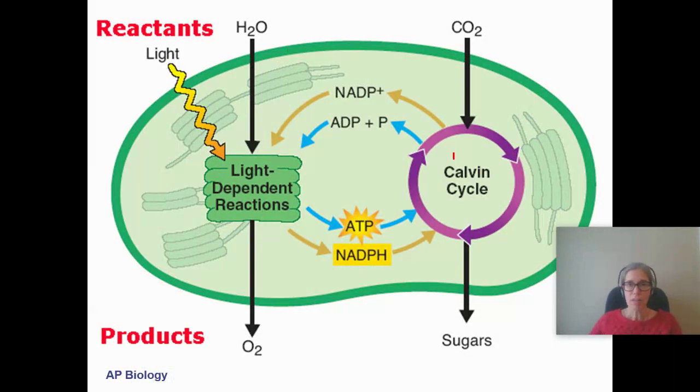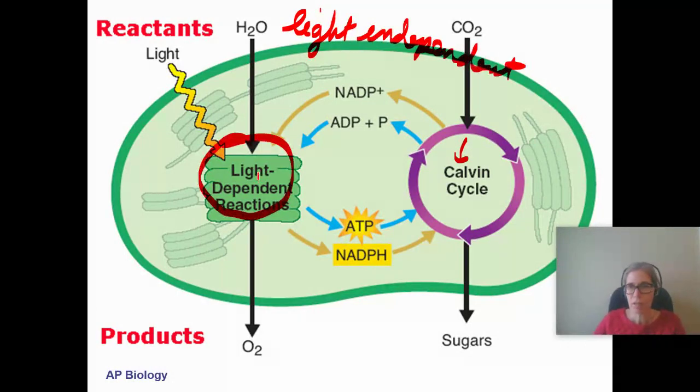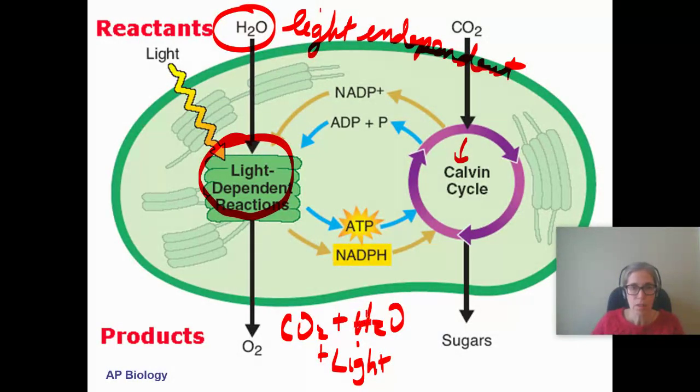Welcome to AP Biology. Today I want to talk about the light-independent reactions, which is the Calvin cycle. So the light-dependent reactions is what we talked about in our last video. And in the light-dependent reactions, water is split. So if you remember the equation for photosynthesis, it requires carbon dioxide and water and light. And so what we're doing in these light-dependent reactions is splitting water.